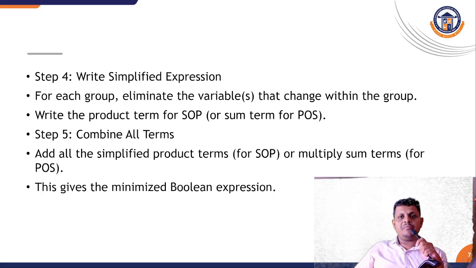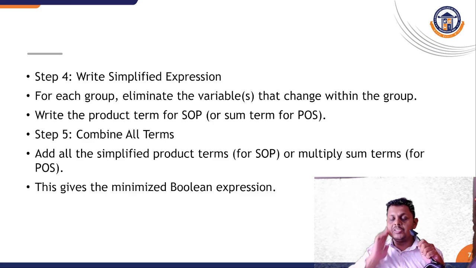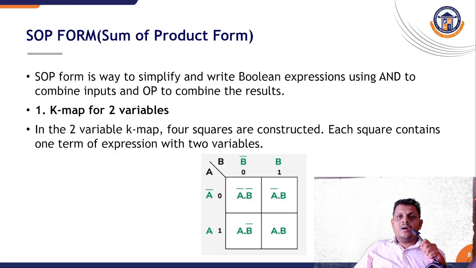So this gives the minimized Boolean expressions. After performing these steps, we are obtaining the minimized Boolean expressions, and what we are going to see next is SOP form, sum of product form. In sum of product form, that is a way to simplify and write Boolean expressions using AND to combine inputs and OR to combine the results.